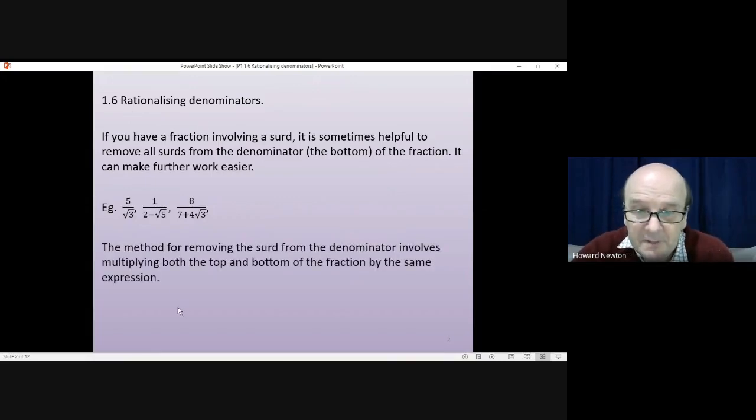The method for removing the surd from the denominator involves multiplying both the top and the bottom of the fraction by the same expression. If you multiply the top and bottom of the fraction by the same thing, you haven't changed the fraction. It's exactly the same method as you'd use in simplifying a fraction.